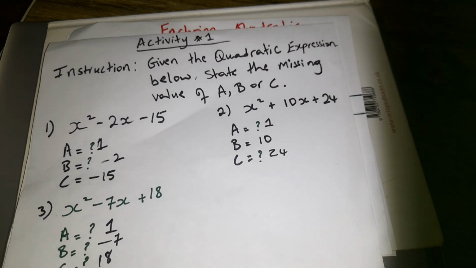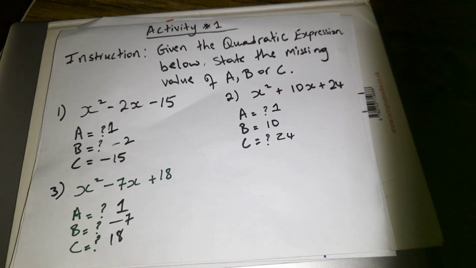Now notice, activity 1, instruction: given the quadratic below, state the missing value of a, b, or c. Question 1: x squared minus 2x minus 15. Actually, I've done them for you, and I'm trying to see if we can minimize the video. But notice that a is 1. A is always 1 for category 1, and positive 1 too. B is what? Negative 2. C is negative 15.